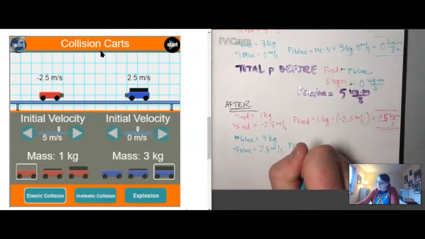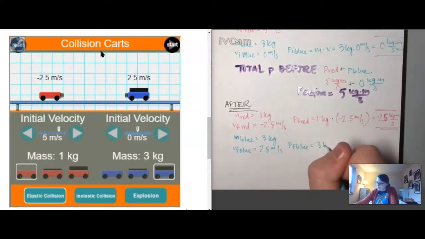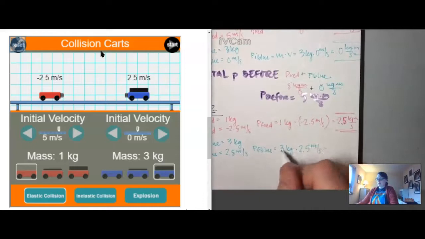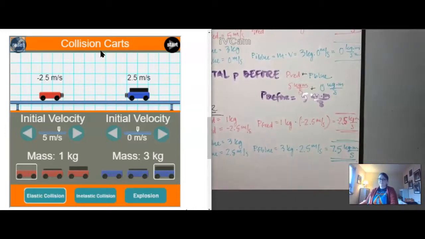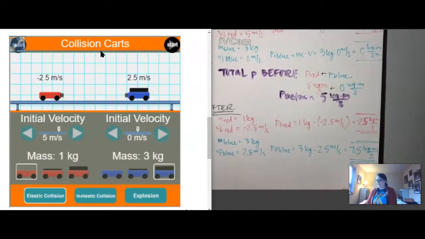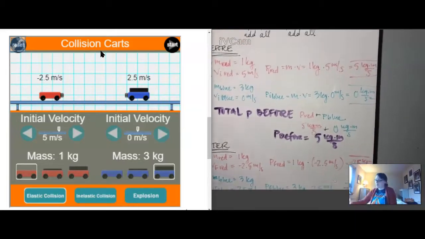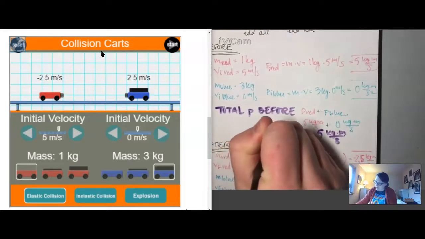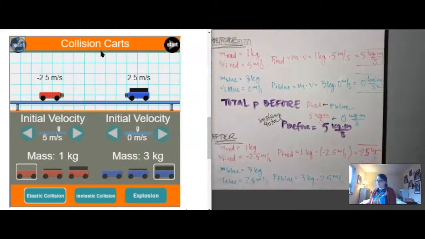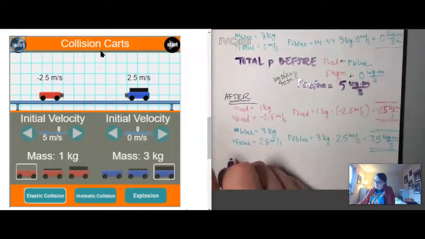So the final momentum of the blue car is mass times velocity, 3 kilograms times 2.5 meters per second equals, I got to do that one. That's 7.5 kilogram meters per second. So this one gained a lot of momentum. Now is where we look at that system total. So if you were looking at what goes in your lab document, this number is the momentum before the collision. This was your system total before the collision.